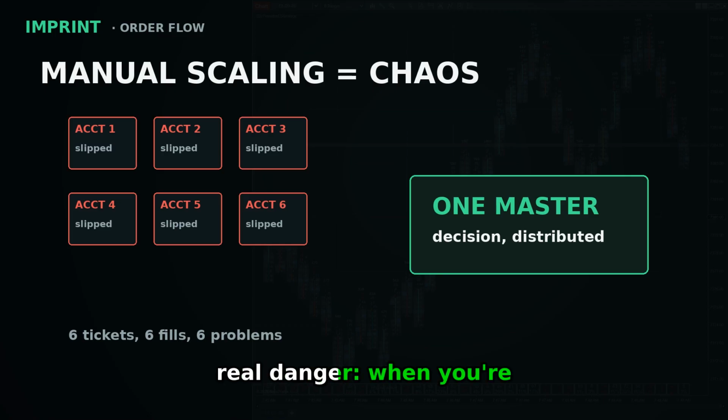Then the real danger, when you're wrong and need out fast, you're under stress clicking through account after account, trying not to fat finger the wrong size. That's not a process. That's operational chaos. Serious multi-account trading can't be built on manual clicking. You need one master decision distributed cleanly.